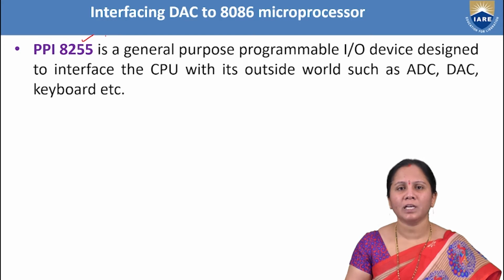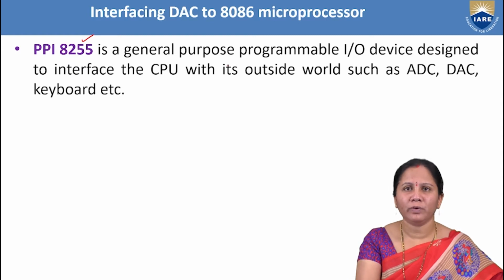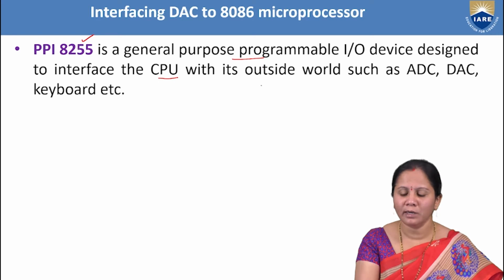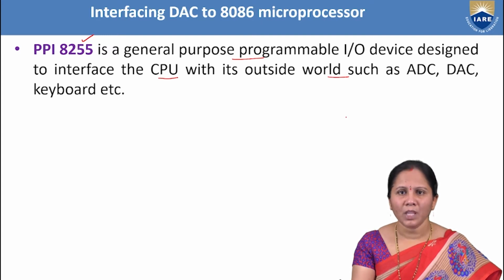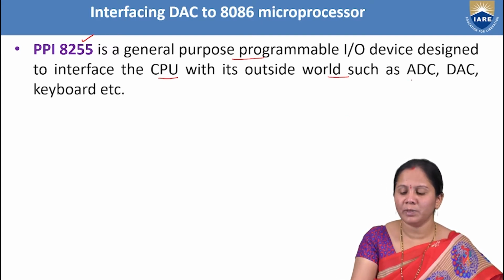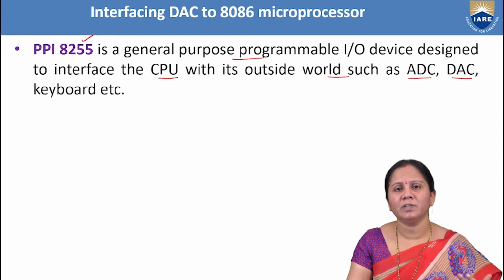Here 8255 stands for PPI, that is programmable peripheral interface. That IC is used for interfacing the peripheral devices and it has the feature of programmability. This PPI 8255 is a general purpose programmable IO device which is designed to interface the CPU, that is the microprocessor, with the outside world. Outside world means the IO devices that we interface to the microprocessor, which may be either ADC or DAC or keyboard. Any device can be interfaced to 8086 by using this 8255 PPI only.